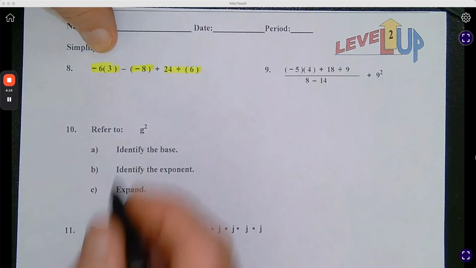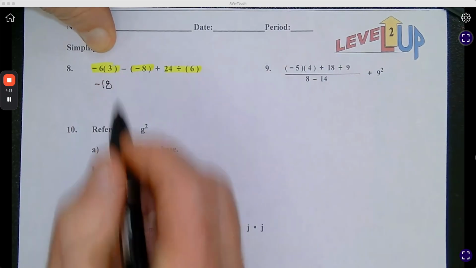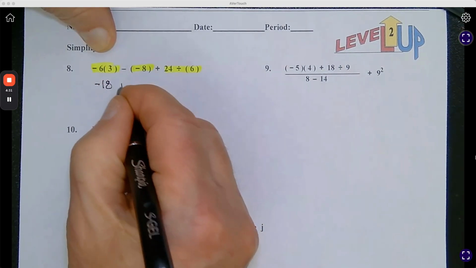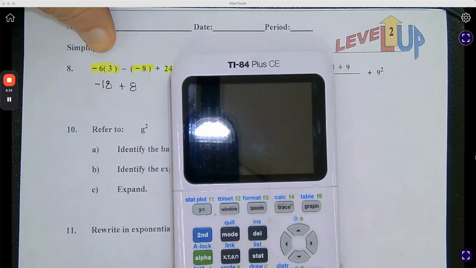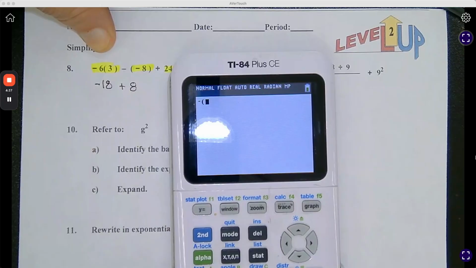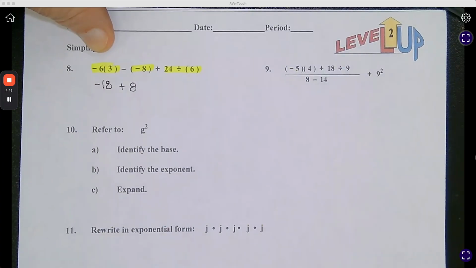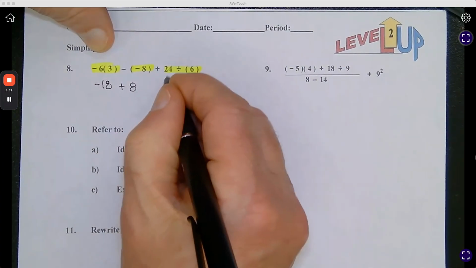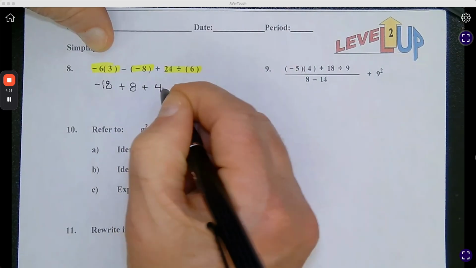Negative 6 times positive 3 is negative 18. Subtracting a negative is like adding a positive. And here's what I mean by that. When you have 2 negatives, it makes a positive. I don't know what happened to my 8. Just like that. All right? So 2 negatives make a positive. All right, and then plus 24 divided by 6. 24 divided by 6 is 4.